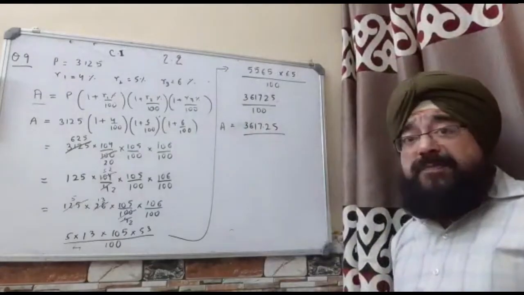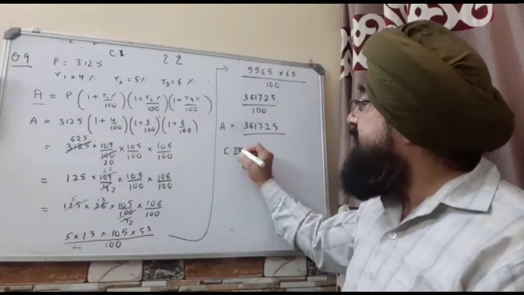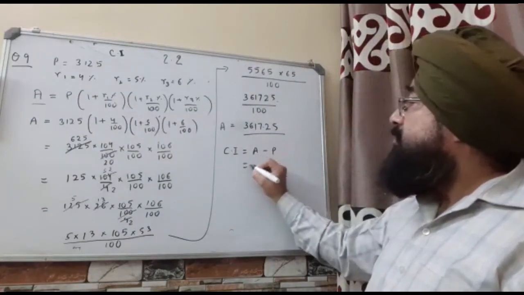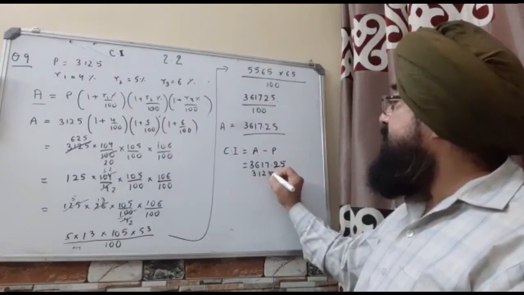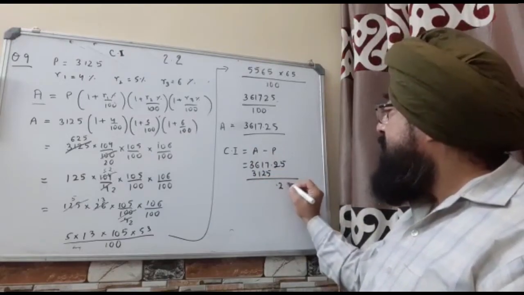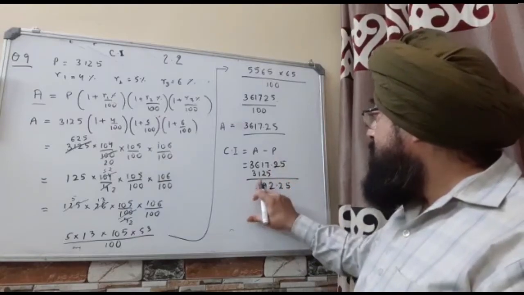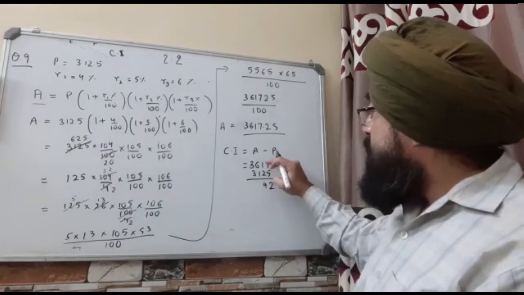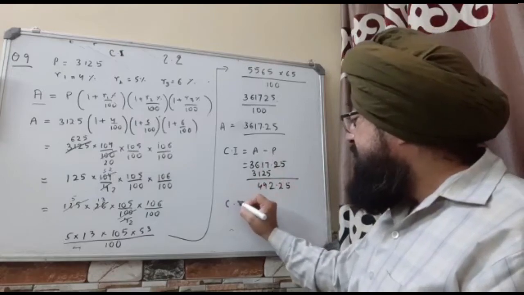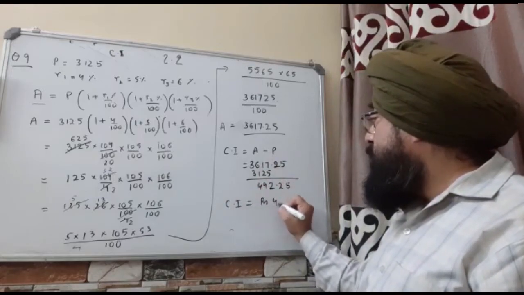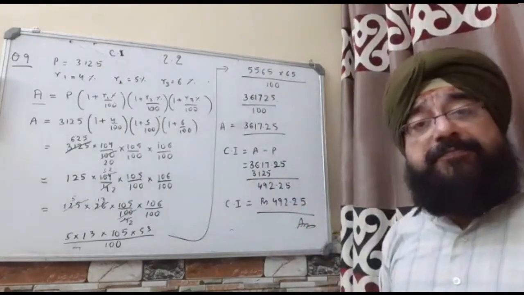This is your amount. And now, as suggested by Jishan previously, I can easily calculate CI as A minus P. So A is 3617.25 minus P is 3125, and if you go subtracting, you can see you're left with what? You subtract 7 minus 5 is 2, this 1, 11 minus 2 is 9, and 5 minus 1 is 4. So the CI calculated by me is rupees 492.25, and this becomes, I suppose, your answer. Hope you understood. Yes, sir.